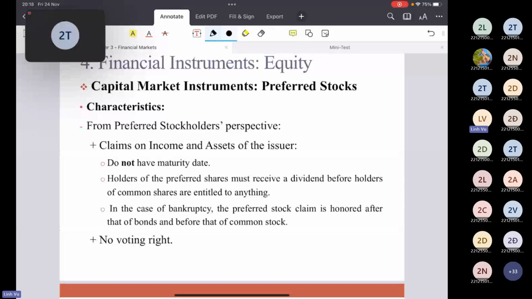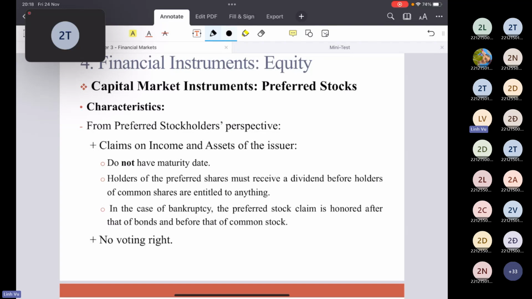And after all other stakeholders of the firm are satisfied and paid back, then what remains will come to the common stockholders. It is the usual case that the common stockholders have nothing left after all other stakeholders are paid. So these are several privileges of the preferred stockholders compared with common stockholders.